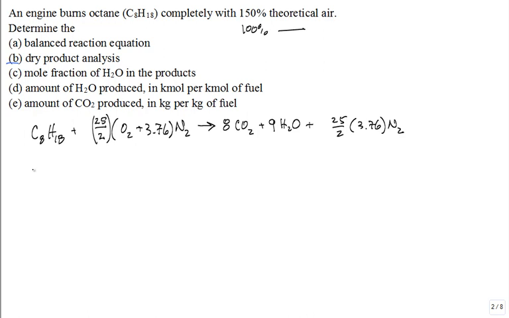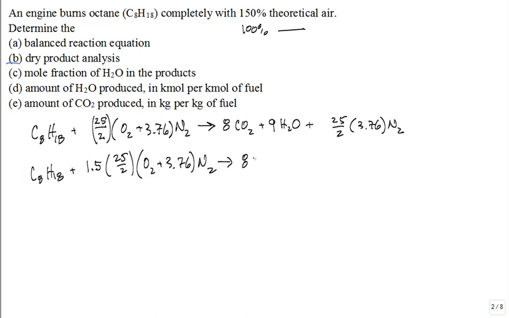Now I rewrite that: C8H18, and now I'm going to have 1.5 times 25 over 2 O2 plus 3.76 N2. So there, now I have too much air. I have 50% excess air.